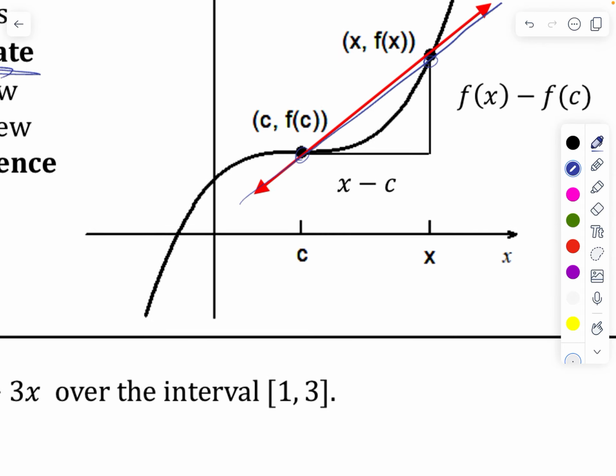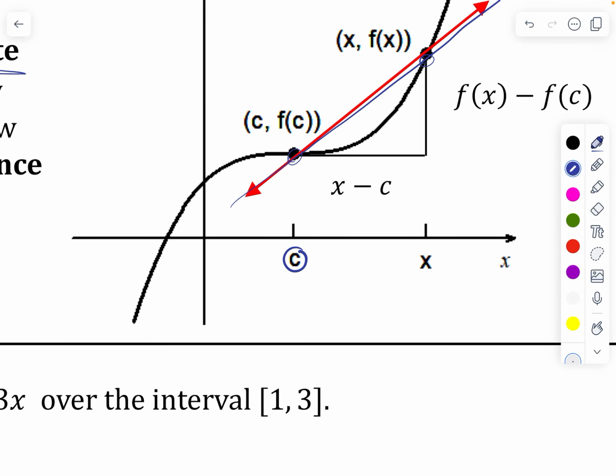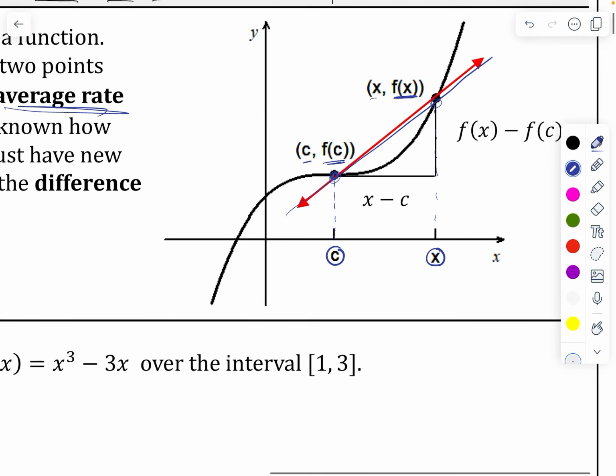So the way that we state this point here is that this value is c. As we go up, we call this y value f of c. So we say this is the point c comma f of c. And if this is the point where x equals x and we follow it up, its corresponding y value is f of x, okay? So our horizontal change here is x minus c, so our bigger number minus our smaller number. And our vertical change here is f of x, the higher number, minus f of c, which is our lower number. So this is our horizontal change, and this is our vertical change, okay?